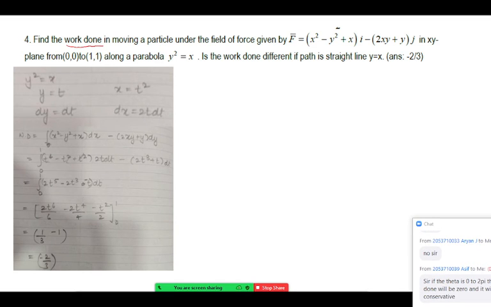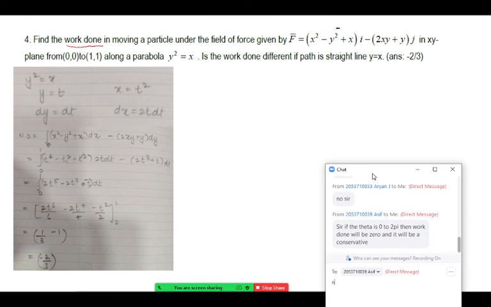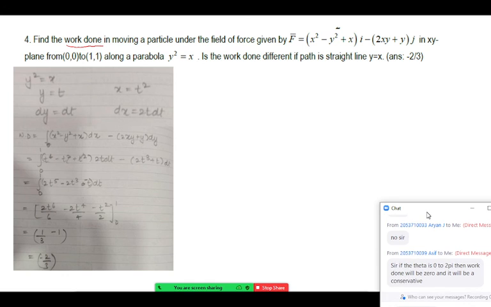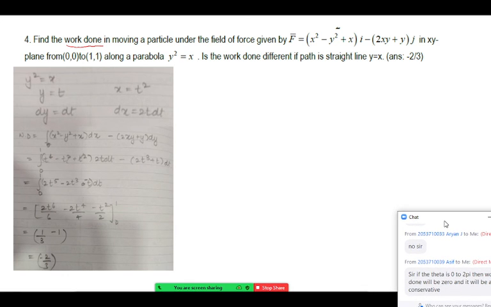Okay, Asif is asking a question for the previous example. If the limit is 0 to 2 pi, na? Yes, that will change then. So the answer will change. So if theta is 0 to 2 pi, then work done will be 0 and it will be conservative. Yes, correct, Asif. For the previous example, instead of pi by 4 to pi by 2, if the limits are 0 to 2 pi, you will observe that sine theta into cos theta is there, and so odd power, the integration is 0 there.